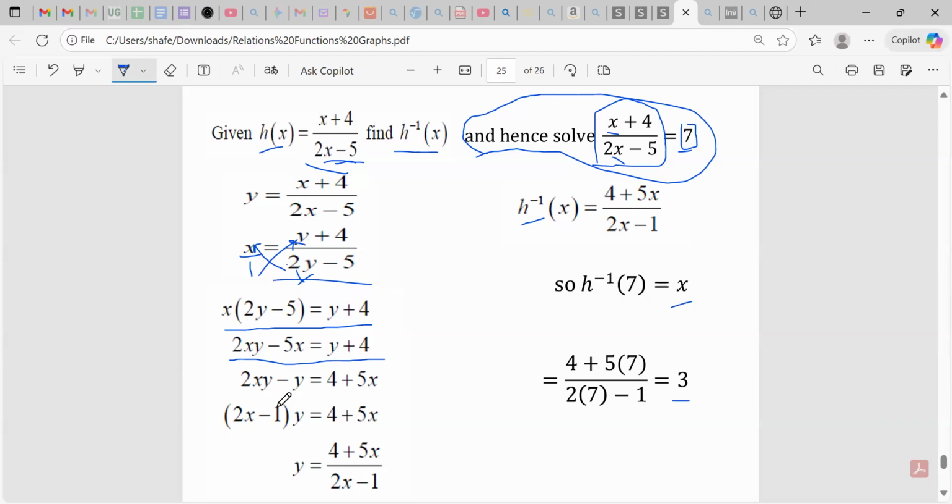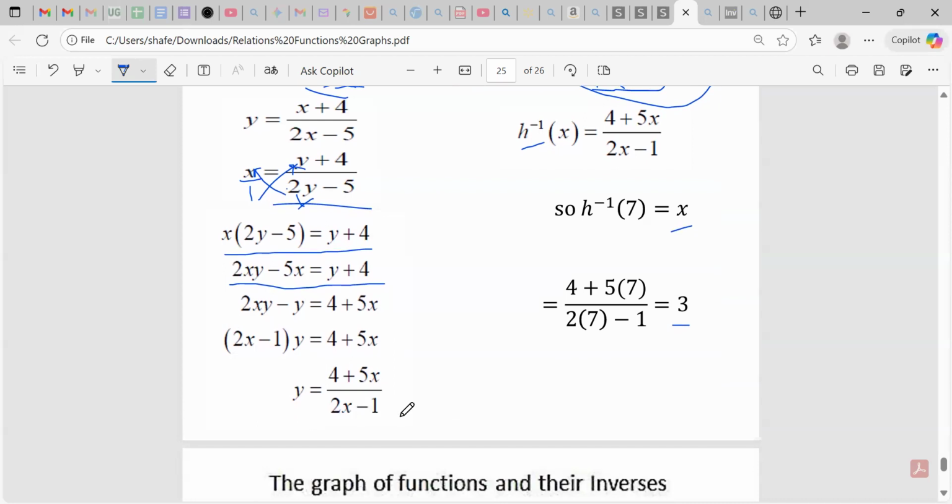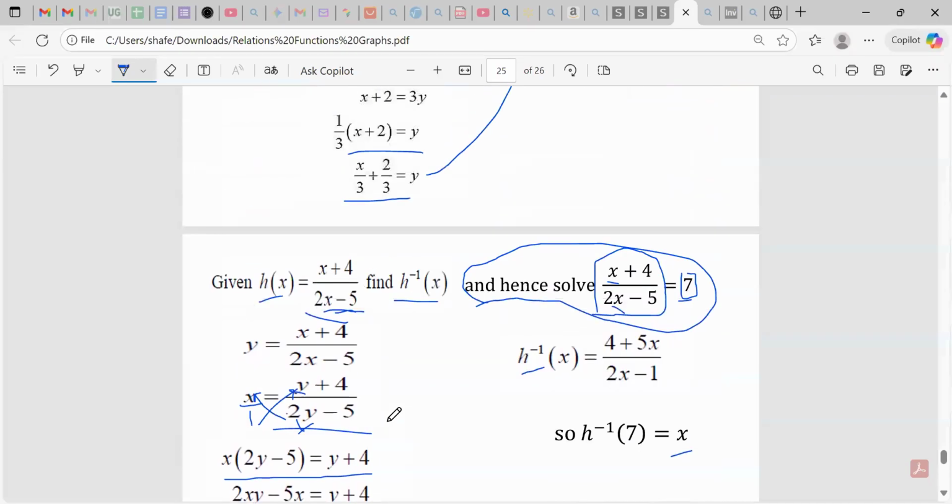We now factorize out the y because y is common, right? Y is common, so we factorize out the y and we get (2x minus 1) times y equal this here. And then we bring down this and we divide over here and we get that. So we have just found H inverse, right? We have just found H inverse here, right? So we have H inverse of x equal to that.